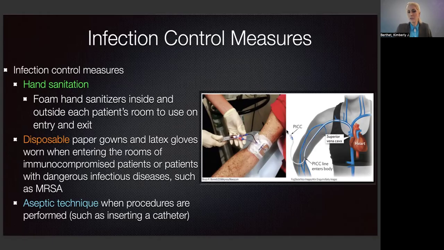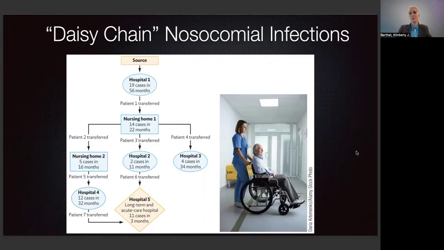Aseptic technique is really important as well. When we're looking at the techniques used in the hospital setting here, we see we're directly connecting to someone's vascular system, and we can accidentally inject a microbe into someone's vascular system, contaminating them to the point where they could end up with an infection and potentially spread it to others. So aseptic technique is really important.